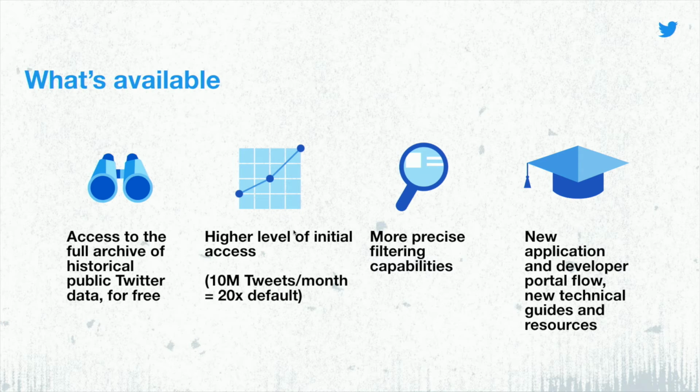You also get up to 10 million tweets per month, which is obviously significantly more than the essential and the elevated access levels. You also have more precise filtering capabilities, meaning you can get specific in terms of the data that you need, right? So you can say, I'm looking for all tweets that were geotagged in, let's say, Seattle, Washington, and it'll only give you those tweets that are from that area. So there are these types of precise filtering capabilities that are available only to academic researchers.